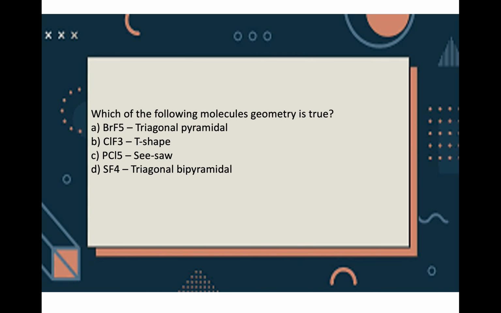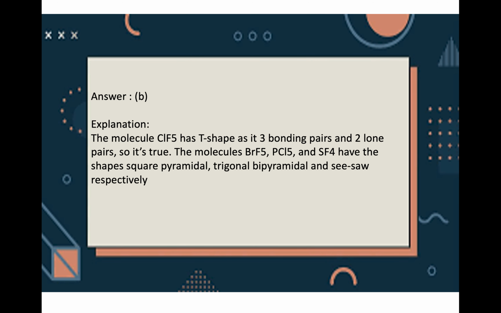Next question, which of the following molecules geometry is true? BrF5, trigonal pyramidal; ClF3, T-shape; PCl5, seesaw; SF4, trigonal bipyramidal. That is BrF5, bromine; ClF3, chlorine; then PCl5, then SF4. The correct choice is option B, that is ClF3, T shape, because it has 3 bonding pairs and 2 lone pairs. So the molecules BrF5, PCl5, SF4 have square pyramidal, trigonal bipyramidal and seesaw shapes.